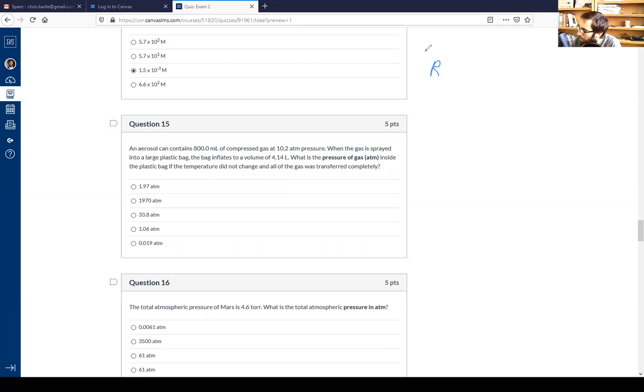It's basically P1 V1 divided by n1 T1 equals P2 V2 over n2 T2. Well, it says the temperature did not change, so T1 and T2 are the same, and you can cancel them left and right. And the number of moles didn't change, because it's a closed plastic bag, so those stay the same. So we're left with P1 V1 equals P2 V2.